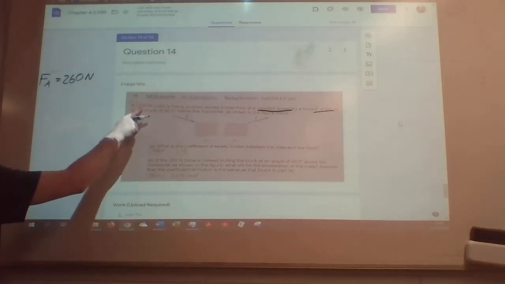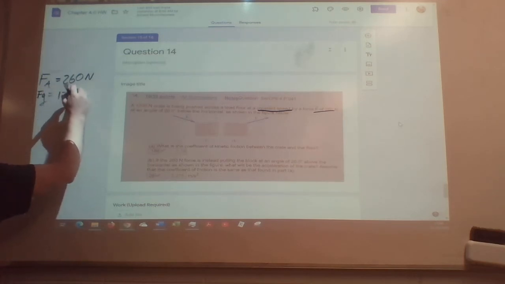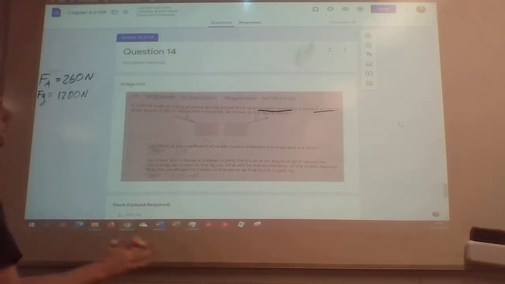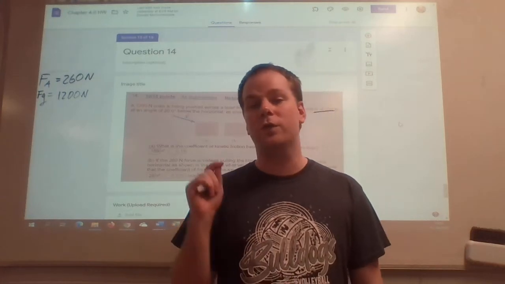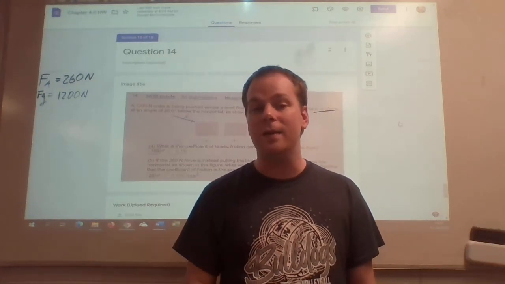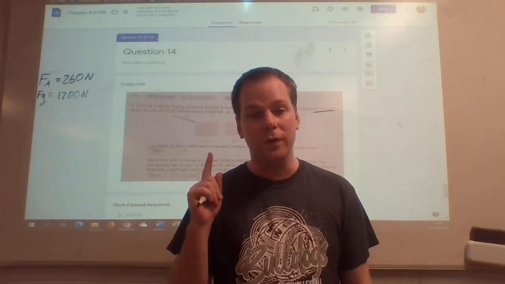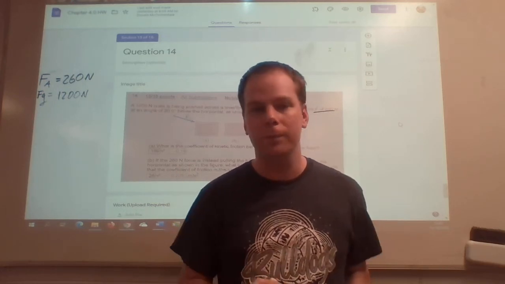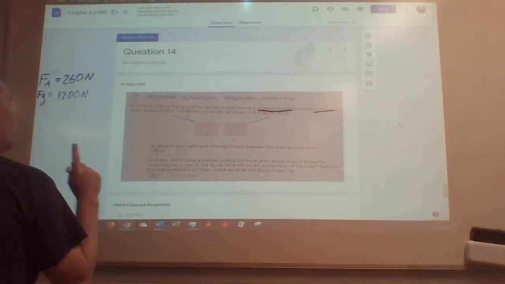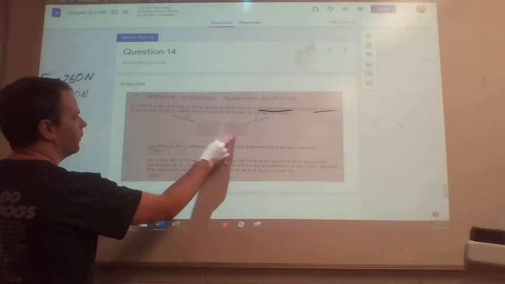Okay, we also know FG is 1200 newtons. We do not know what the constant speed is, but we do know that it is moving at a constant speed, and here's why that is important. If it is traveling with a constant speed, then its acceleration is 0. So what this tells us is the sum of forces is equal to 0 in both dimensions, which is super useful. So we need to write a free body diagram, right? We need to draw a free body diagram for both of these.